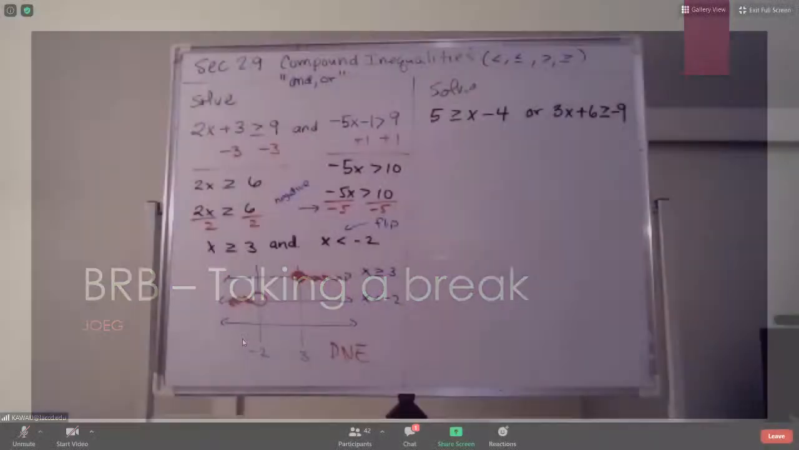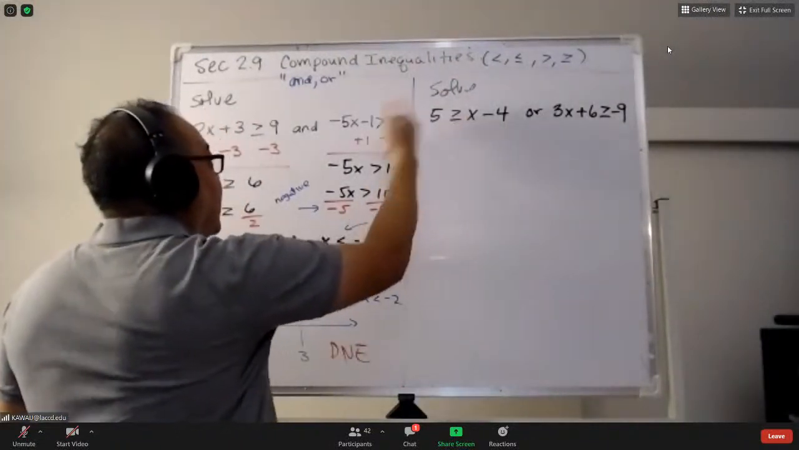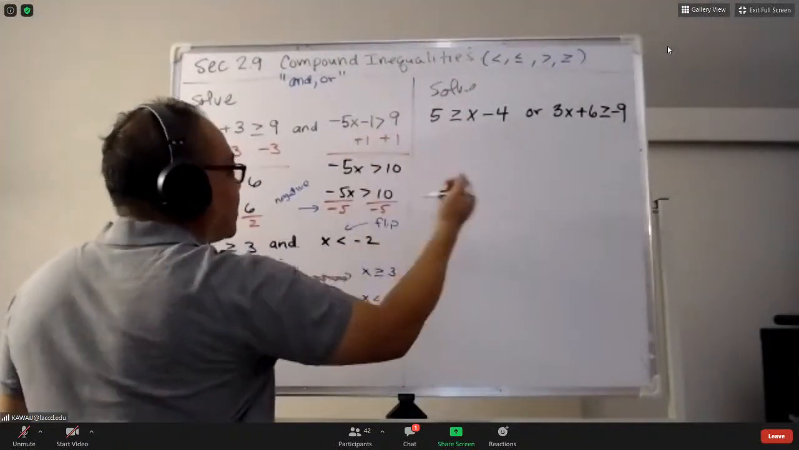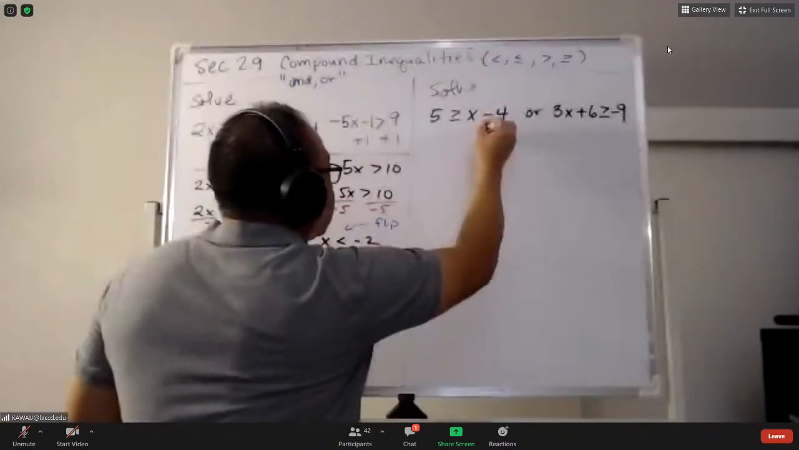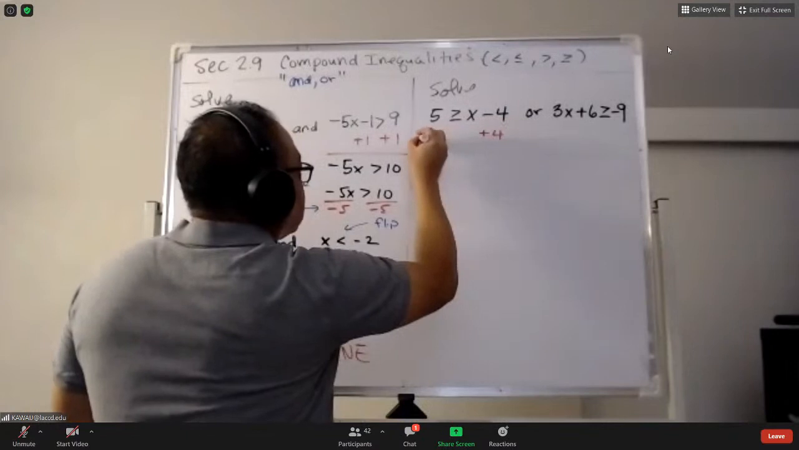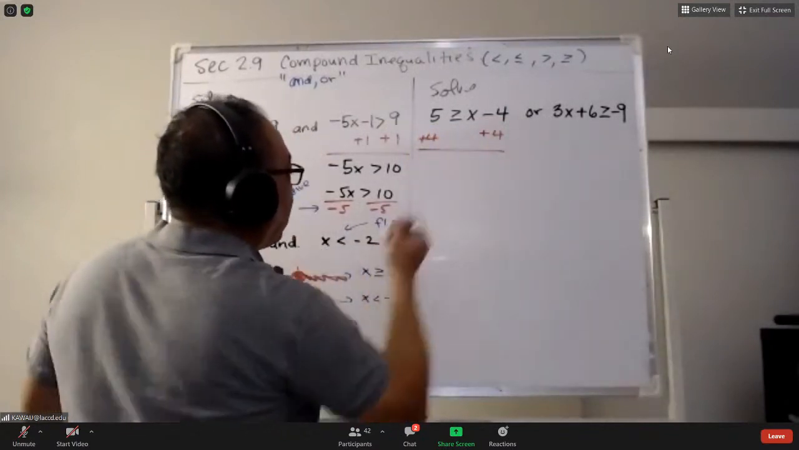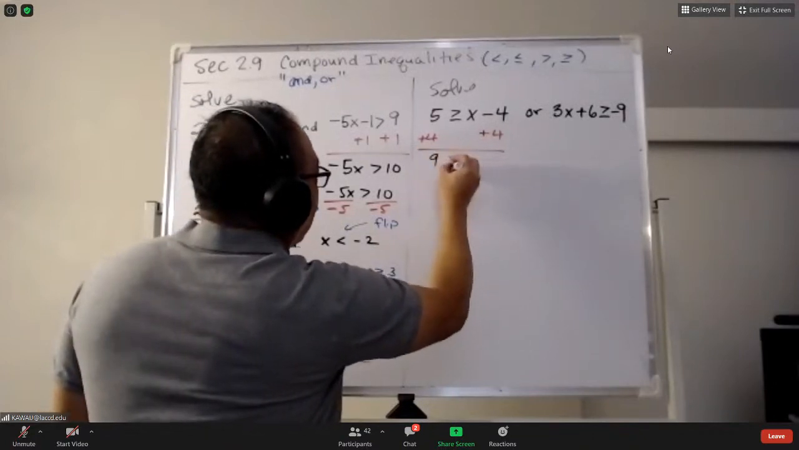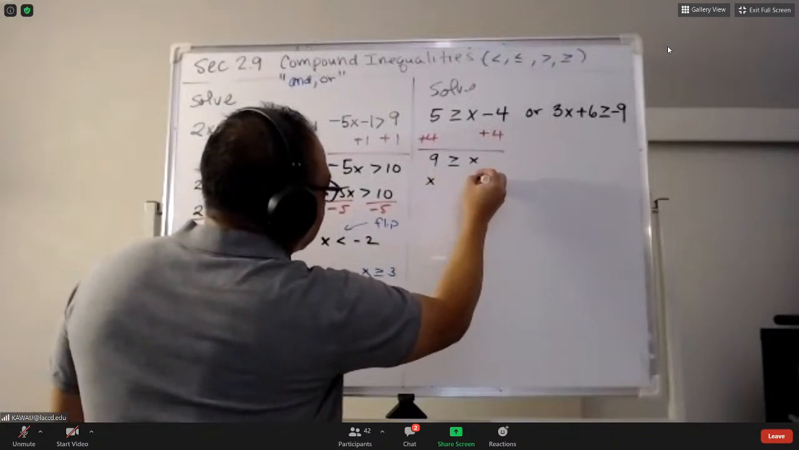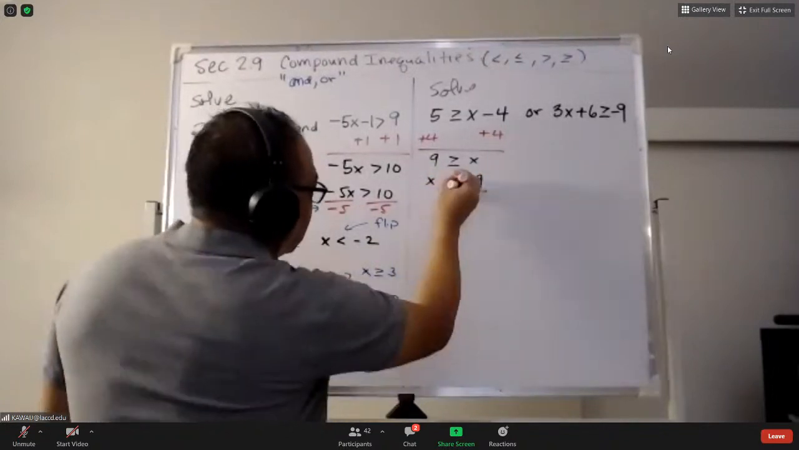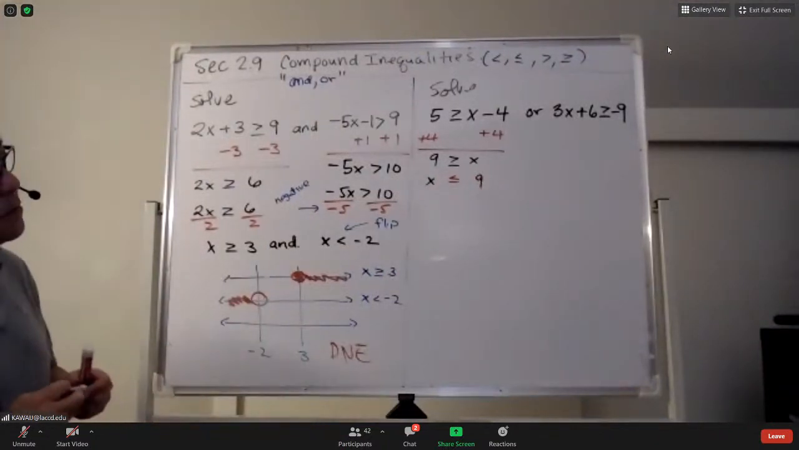So let's play with this one a little bit. I could bring the x over here by subtracting x on both sides. You could also just add 4 to both sides. And then remember that when we switch sides, we have to flip the inequality.